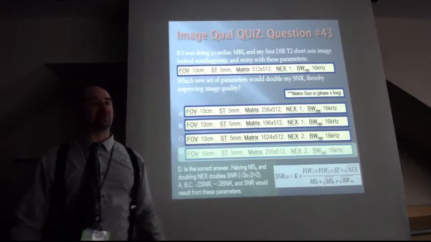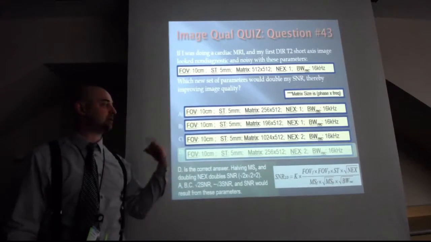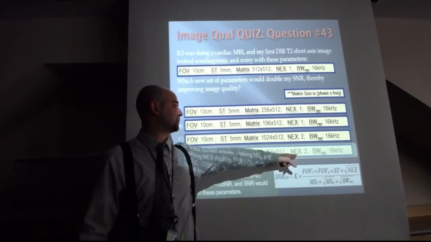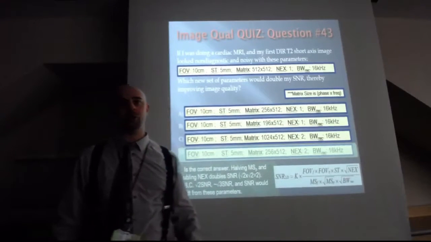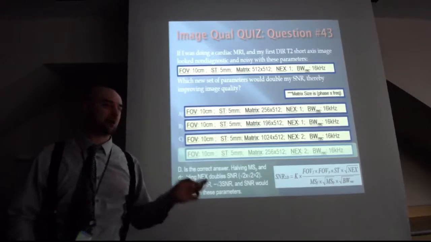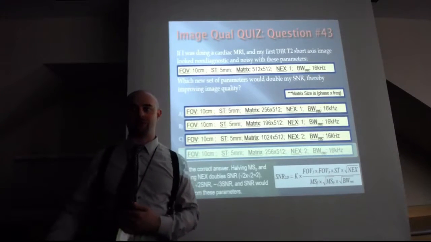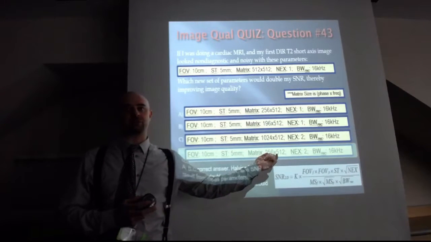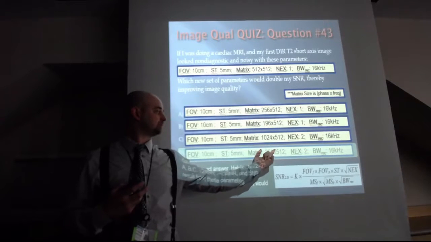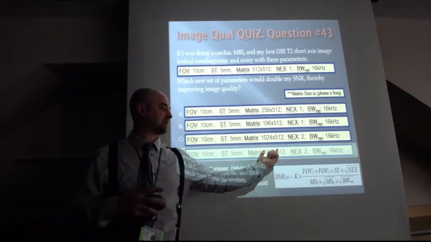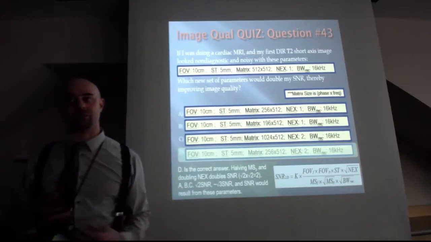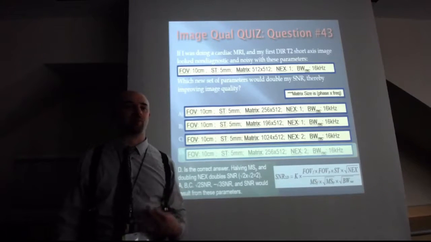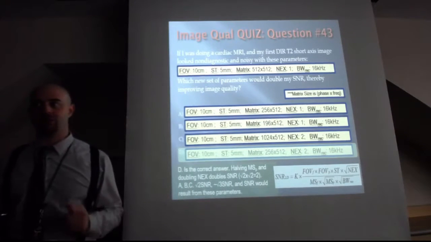Here instead, 256 decreases it by radical 2, and then you look and see if there is another factor that's also increasing by radical 2, and there is. We've increased the NEX from 1 to 2, which will also increase it by radical 2. So you can change multiple parameters to boost your signal, right? Halving the number of phase matrix steps will increase the SNR by radical 2, and doubling the NEX increases the SNR by radical 2. Radical 2 times radical 2 is 2. So the SNR is overall doubled as a composite of those two changes. Questions?